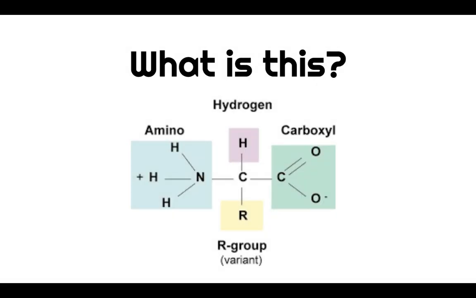What is this? When I look at this, I'm going to look at the elements. I see C-H-O-N. And then I see this thing called R, and I know that that's special and that I should ignore it. C-H-O-N, CHON, means protein. They both end with an N. So this is a subunit of a protein. This is an amino acid. Amino acids make up proteins.